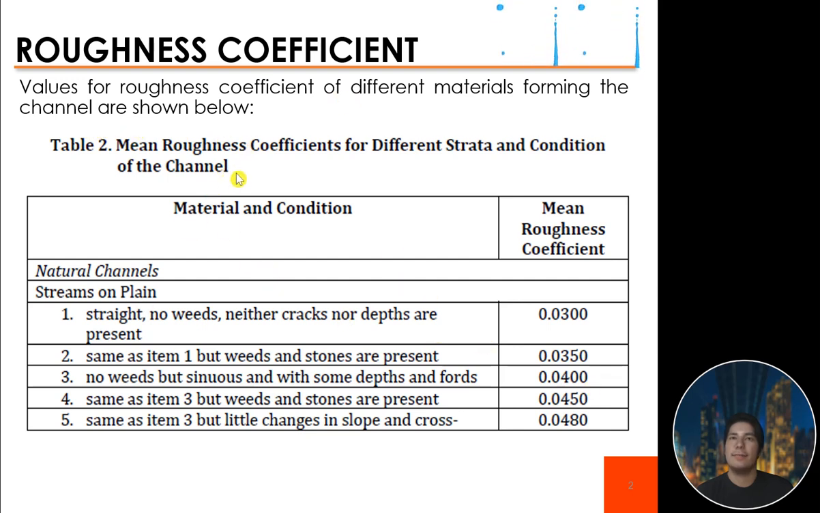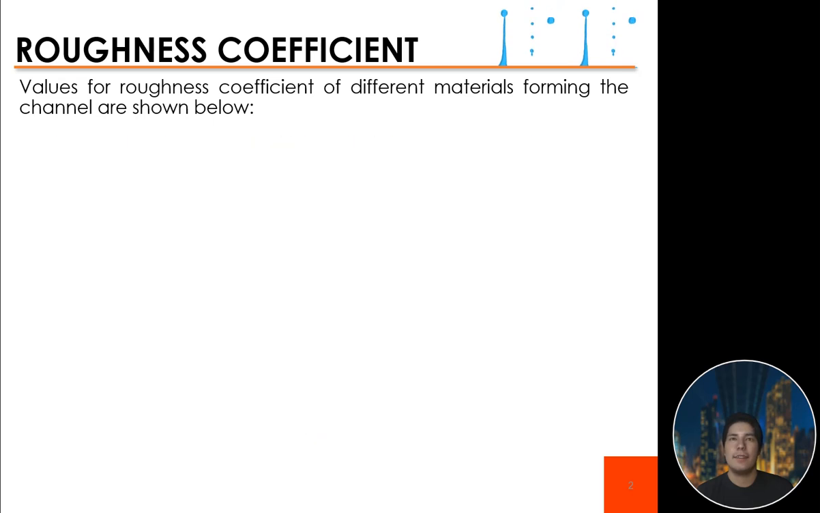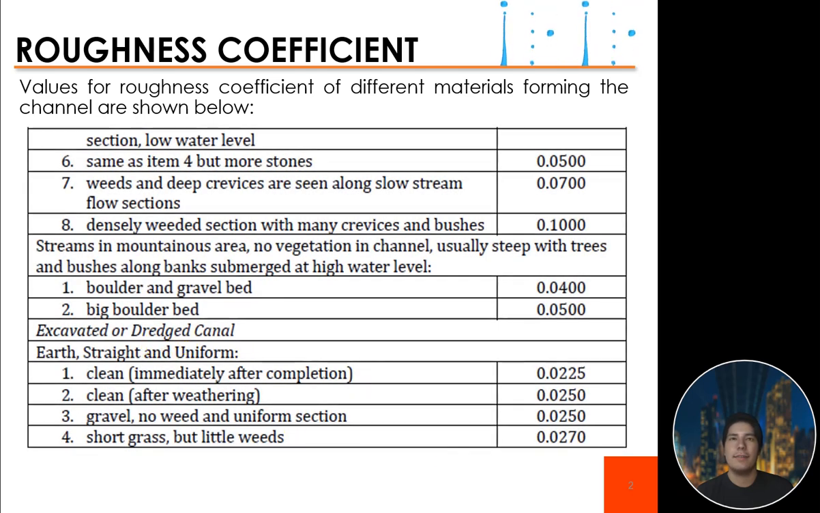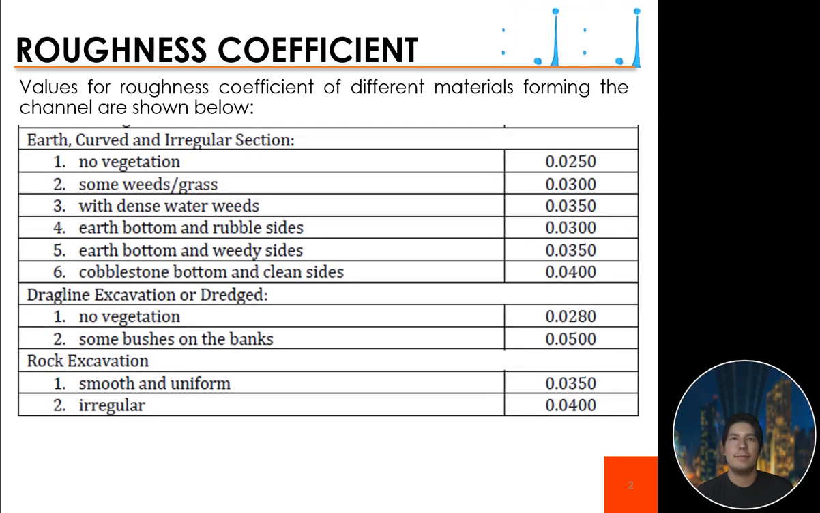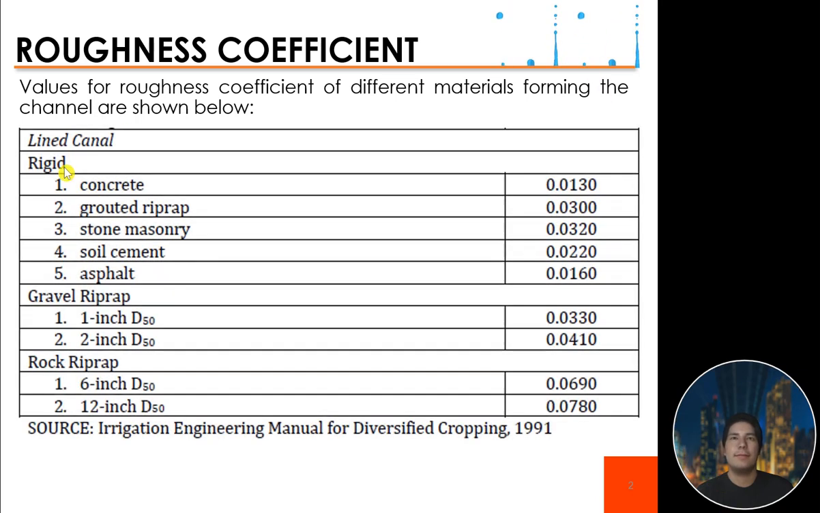So this is another source. Ito yung mga mean roughness coefficients for different strata and conditions of the channel. We have natural channels and their corresponding roughness coefficients, and for excavated or dredged canals, earth, straight and uniform section, dragline excavation, and rock excavation. So meron din tayong mga roughness coefficients nila. For lined canals, we have rigid, gravel riprap, rock riprap. Meron din tayong mga roughness coefficients. The source of this is the Irrigation Engineering Manual for Diversified Cropping in 1991.